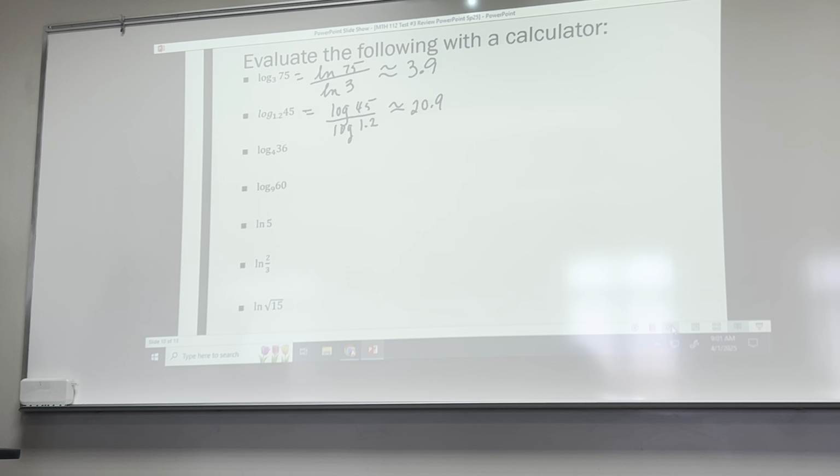Doing okay? So log base 4 of 36, I think I'll go back to natural log. So natural log 36 over natural log 4. Let's round off to 1 decimal. Natural log 36, close parentheses, divided by natural log 4, close parentheses, 2.6.